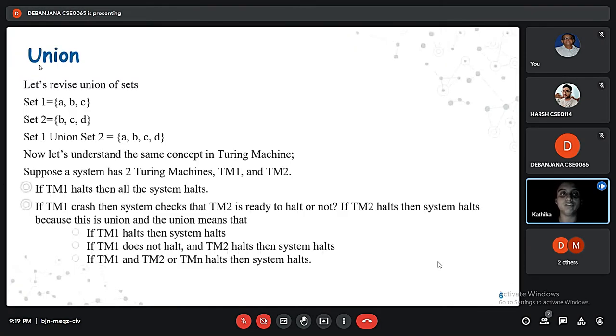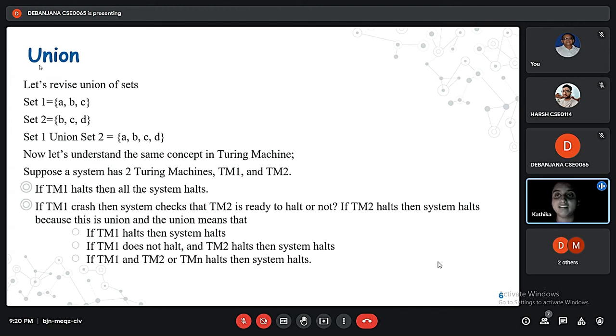So here I will try to talk about the union of two recursively enumerable languages. If L1 and L2 are two recursively enumerable languages, their union will also be a recursively enumerable language, because if the TM, Turing machine, halts for L1 and halts for L2, it will also halt for L1 union L2. Now if we consider two sets, set 1 which has elements A, B, C and set 2 which has elements B, C, D, the union of these would contain 4 elements: A, B, C, D.